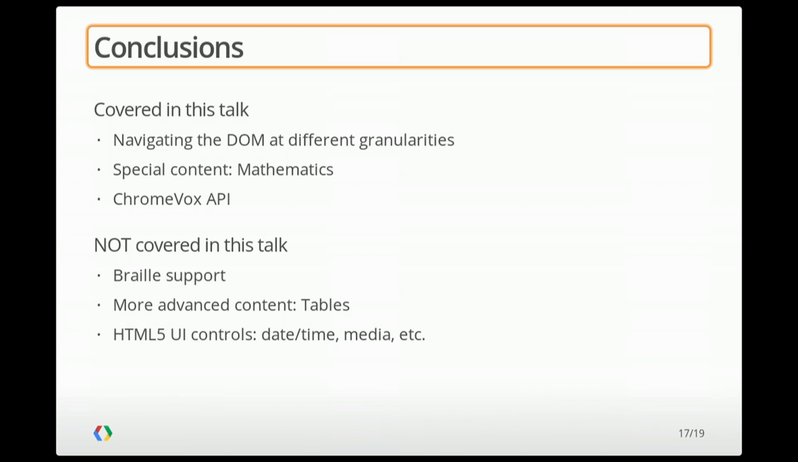What we didn't cover in this talk is that ChromeVox, we actually have Braille support on Android, and we're also working on it for Chrome. There's a lot more complex and advanced navigation features, such as working with tables efficiently. And then we also have HTML UI controls, such as datetime and media widgets.